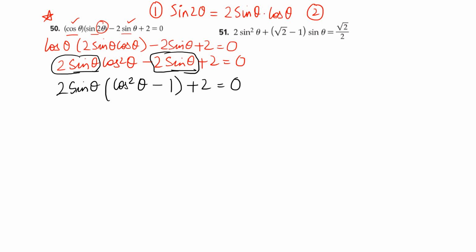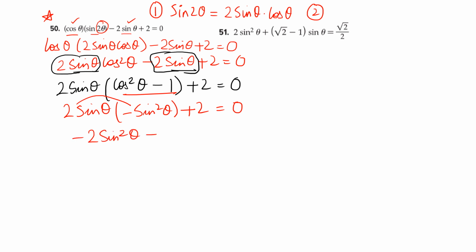Now easy to identify that here Pythagorean is going to reduce your question. So this whole value is equal to minus sine square theta plus 2. So now open the bracket, multiply, and this is going to be minus 2 sine square theta plus 2 equal to 0. Oh sorry, this was 2, this is 1. So the power gets added, so this becomes 3. This is important.